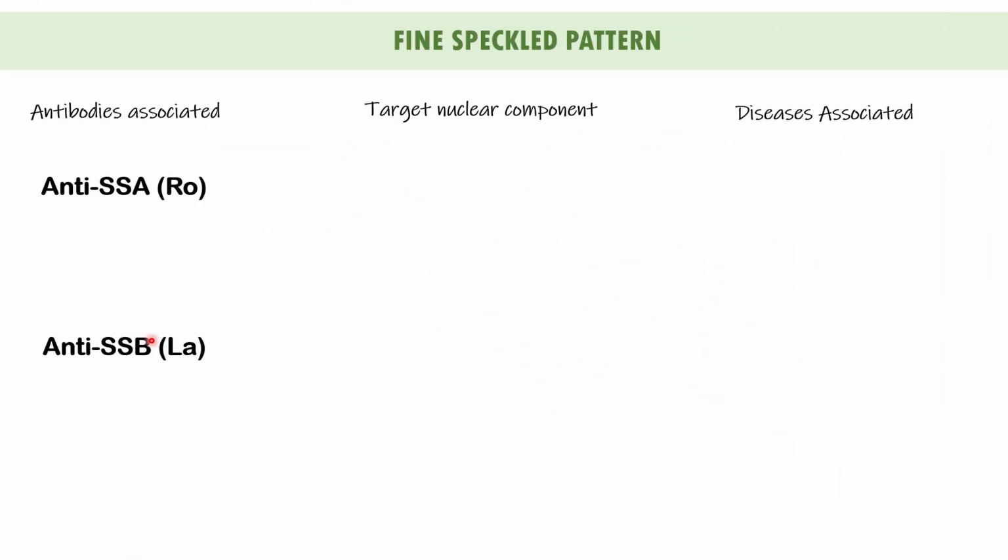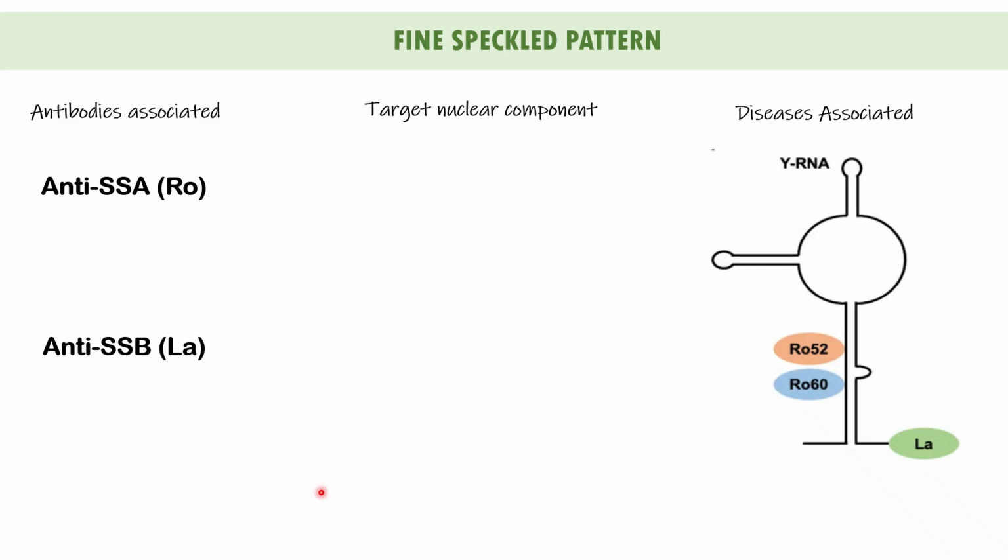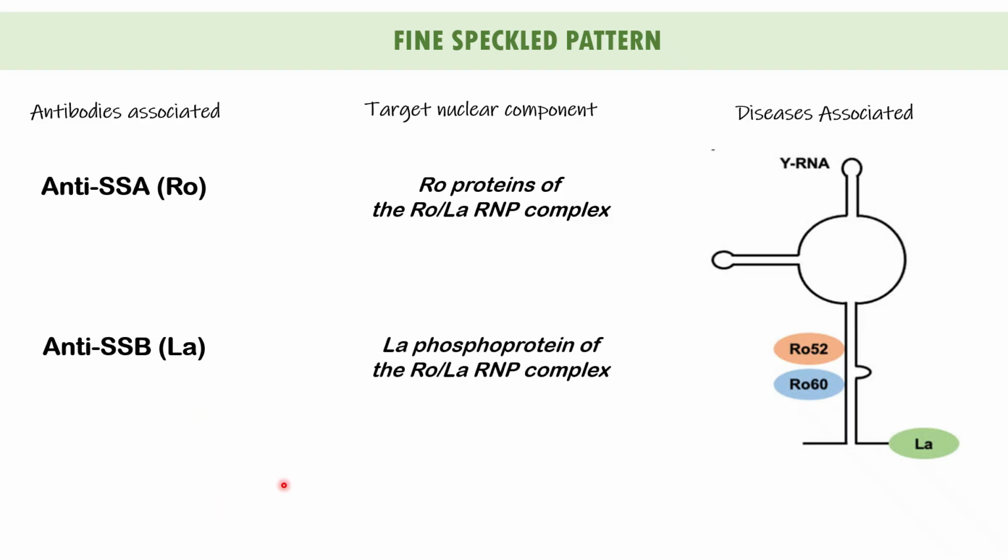Next is the fine speckled pattern. Associated to this are the anti-SSA/Ro and anti-SSB/La. So both of these antibodies are directed towards the antigens found in the Ro/La RNP complex. In particular, your anti-SSA/Ro targets your Ro proteins, which could either be your Ro52 or Ro60, while your anti-SSB targets the La phosphoprotein of the same complex.